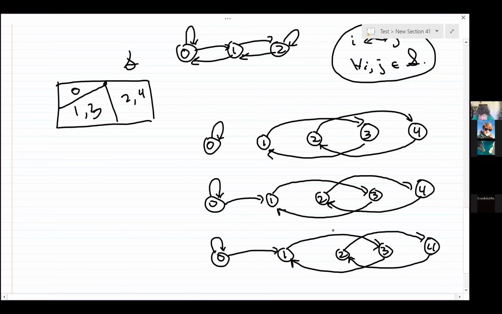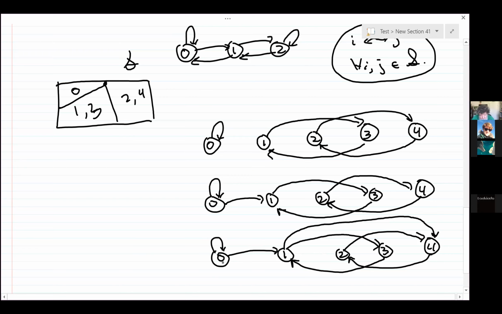What would happen if we also put an arrow that goes from here to here? I guess I could have just gone 0 to 2 as well. No matter. Okay, if you look at this diagram, the decomposition into equivalent classes is still the same.